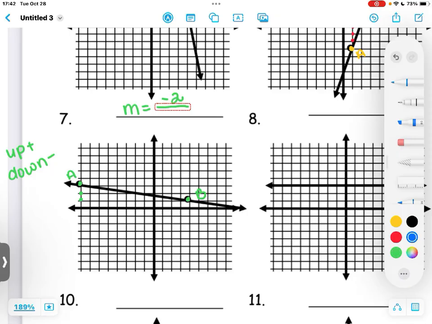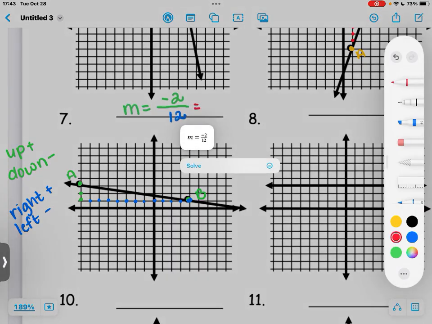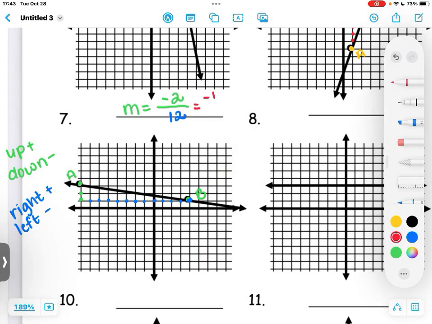Now I am still going to go to the right. I go to the right 1, 2, 3, 4, 5, 6, 7, 8, 9, 10, 11, 12 units. So since I'm going to the right, right is a positive direction, making left a negative direction. But since I went right, I went positive 12. We can still simplify the slope. Negative 2 over 12 will reduce down to a negative 1 over 6.